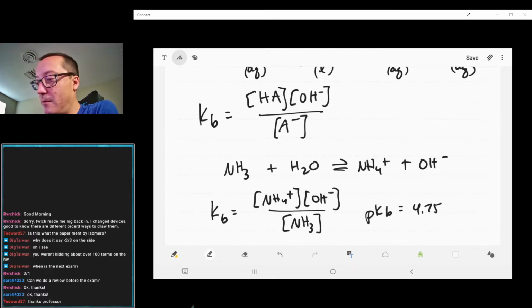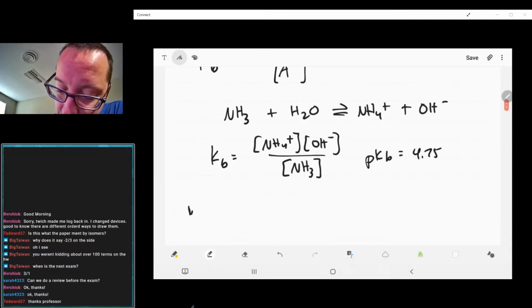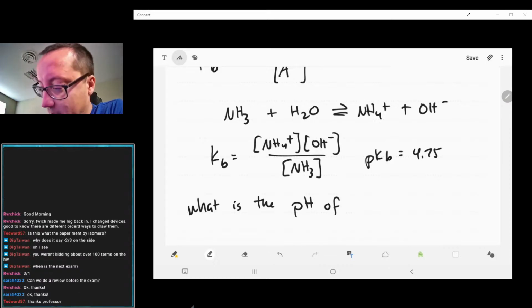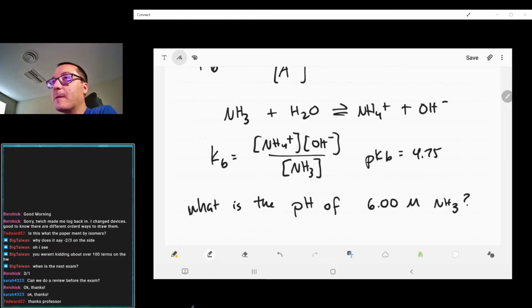All right, anyways, so here is our pKb for this. Let's go ahead and figure out what the pH is of, I don't know, how about 6 molar ammonia. Pretty concentrated, but let's go ahead and see what this is going to be.